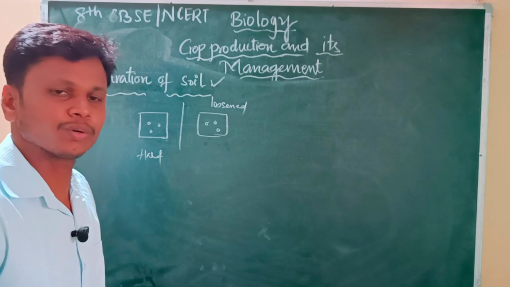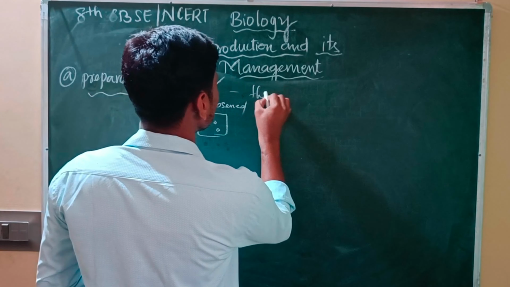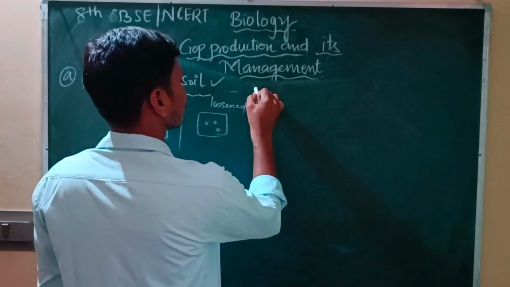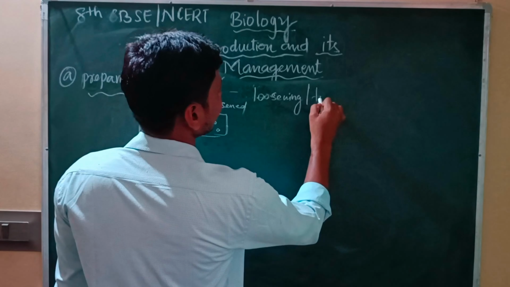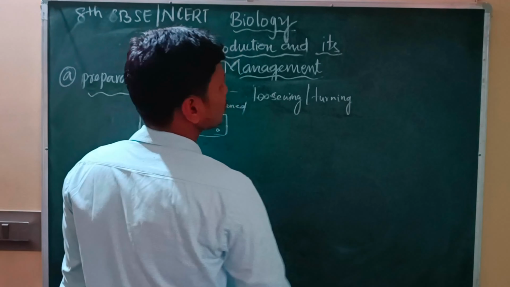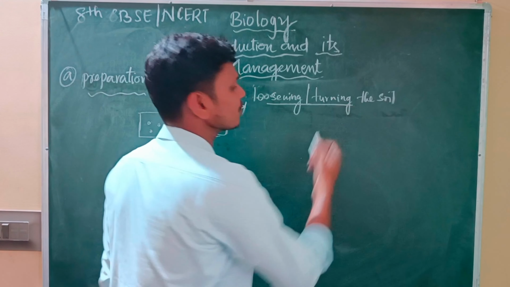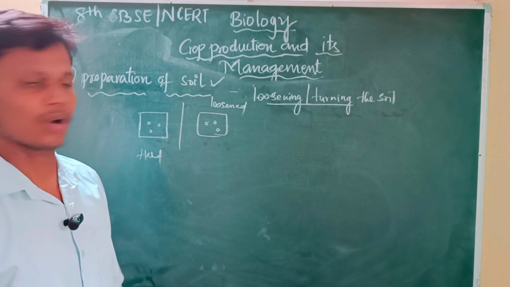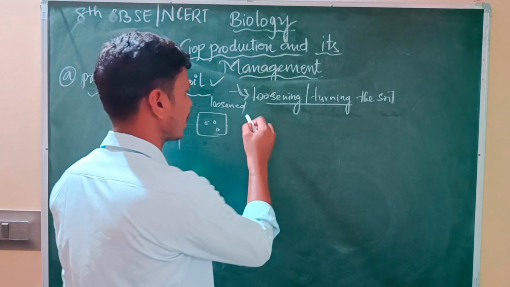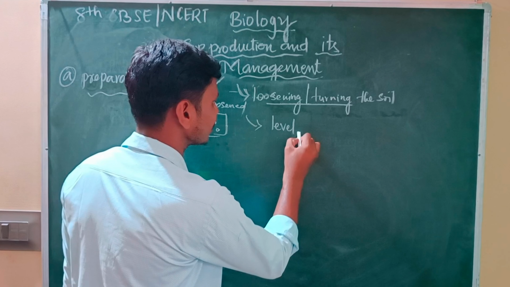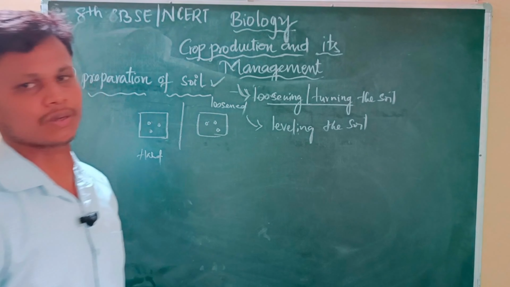Before going to that, what do you mean by preparation of soil? Preparation of soil is nothing but loosening or turning the soil. Loosening or turning the soil is how we prepare the soil for crop production. Along with loosening or turning the soil, you are also going to level the soil. Leveling the soil is also part of preparing the soil.